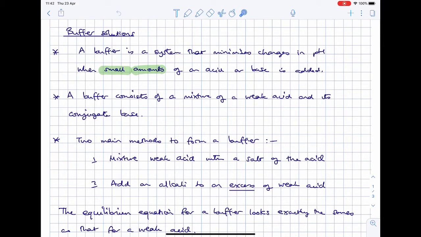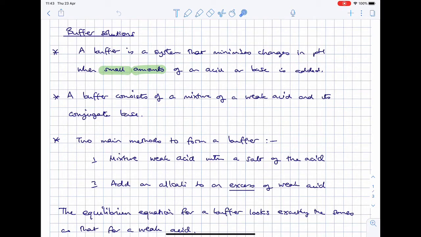So this is a brief video on the topic of buffers to help those of you who are going to move on to do a science-related degree. And we're going to look at what buffers are and how we make them. There's a couple of ways we can make buffers and also how to explain how they work.